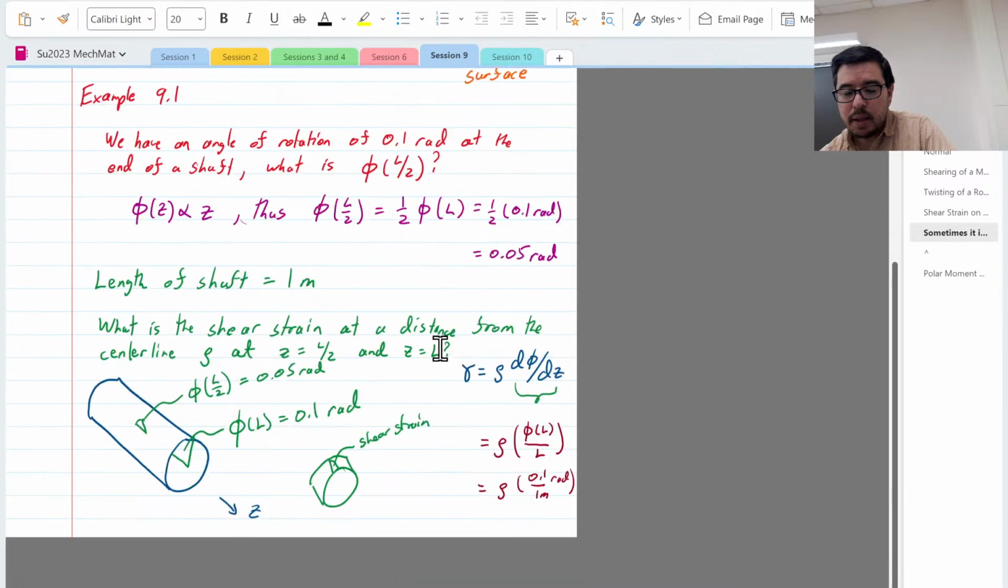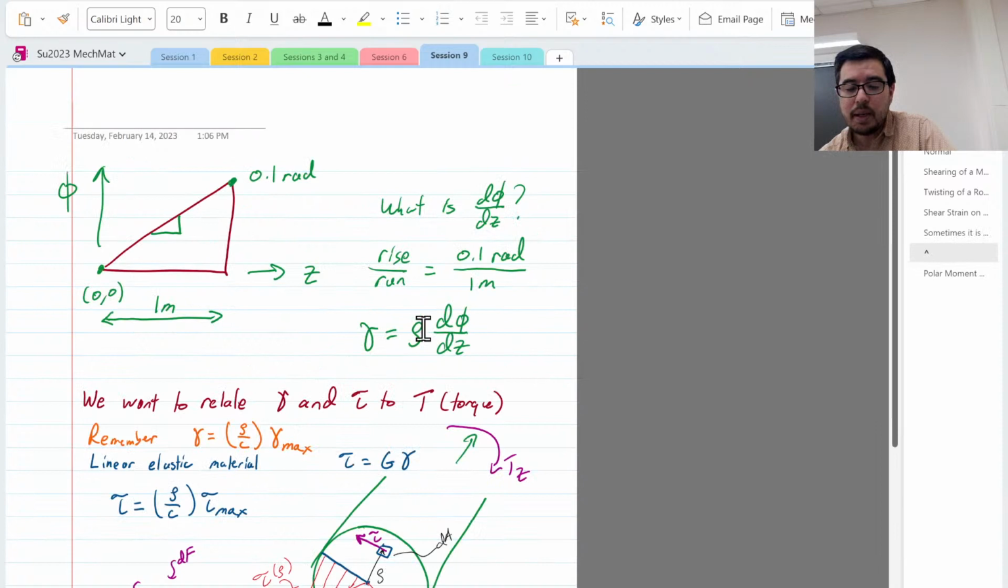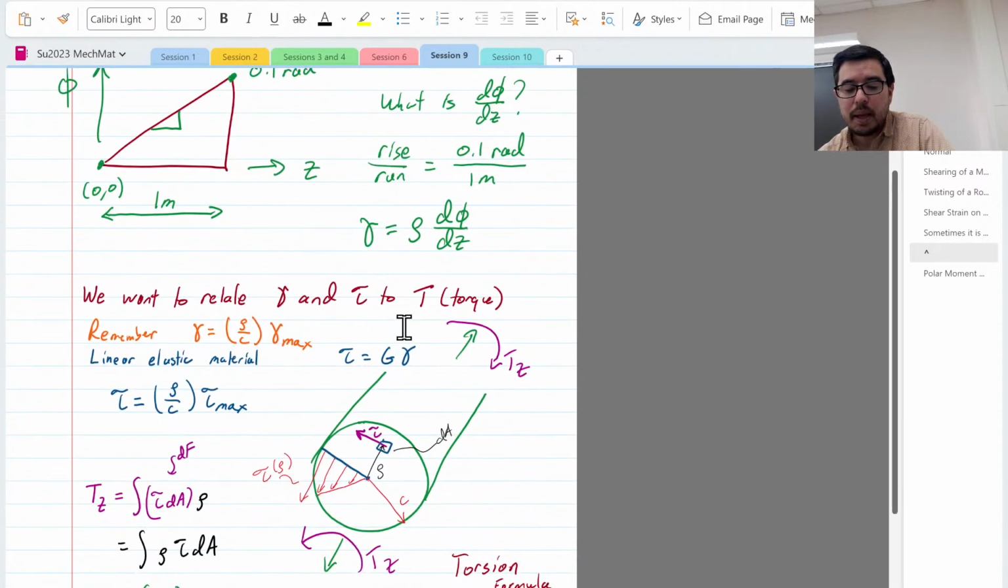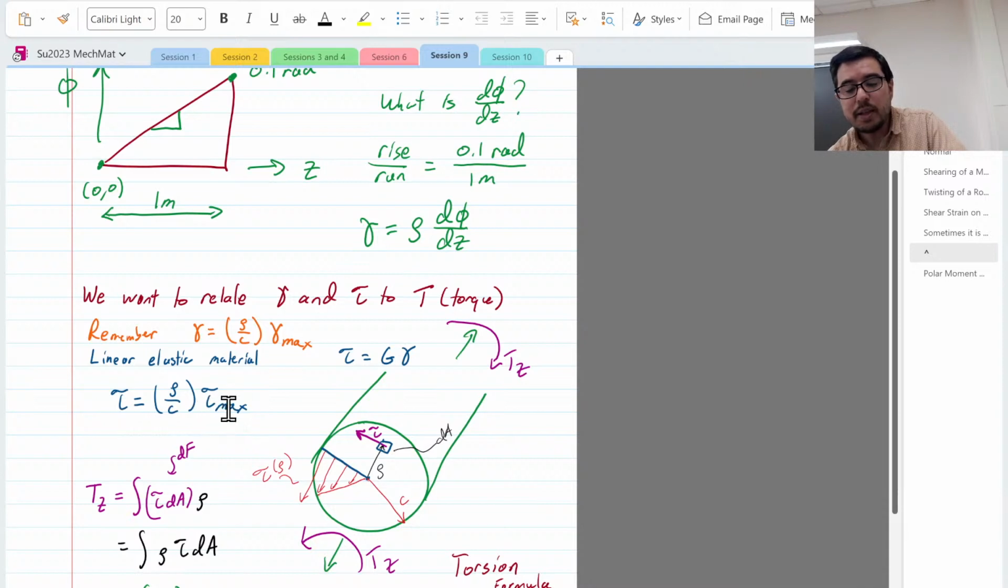So now, if we have an expression for shear strain, we can think about how we relate that shear strain through a linear elastic model, which is tau equals G gamma, which we just talked about. And we can think about where not only the shear strain is a maximum at the outskirts of the cylinder, but also where the shear stress is a maximum. The shear stress is going to be a maximum at the outer surface.